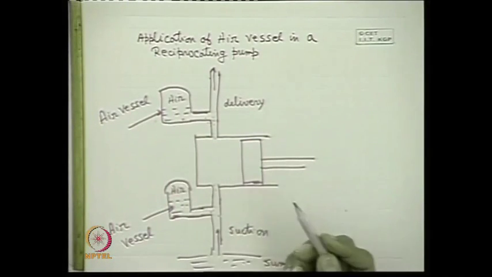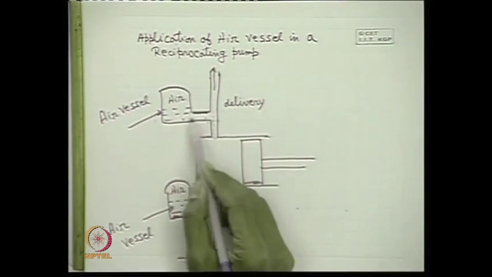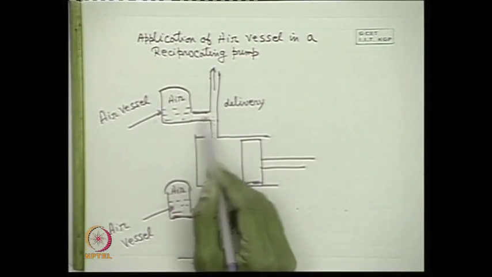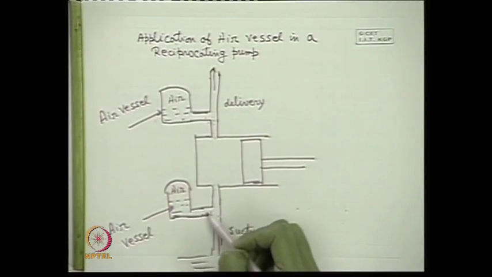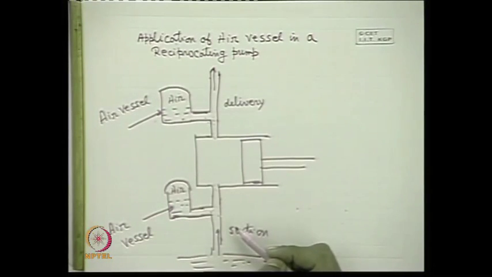Now, what happens? It is very simple. These air vessels work as a flywheel, similar to a flywheel in a machine. So, it takes the extra water from the mean discharge when the flow is more than the mean discharge, and it gives water when the water flowing to the delivery or suction pipe is less than the mean discharge.